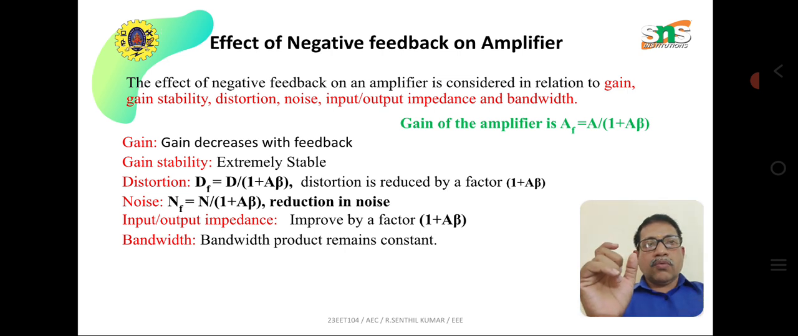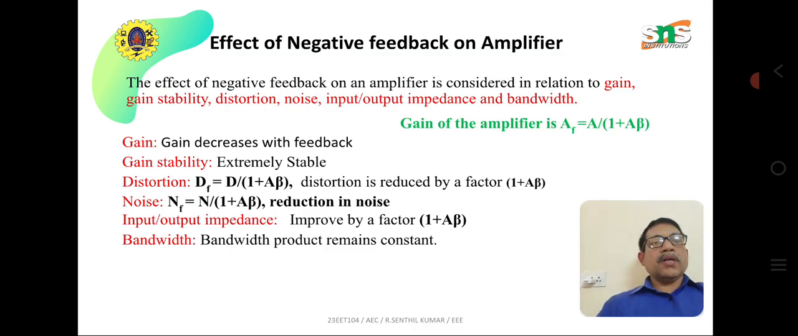For the distortion, you write the same expression, but instead of amplifier gain A, it is the distortion D. What I have written in green color, the gain of the amplifier AF equal to A divided by 1 plus A beta, where A is replaced by D, then it is distortion: DF equal to D divided by 1 plus A beta. Similarly, the noise, NF equal to N divided by 1 plus A beta. So the noise reduces, the distortion reduces. The gain also reduces, but because of these parameters it is utilized for amplifiers.